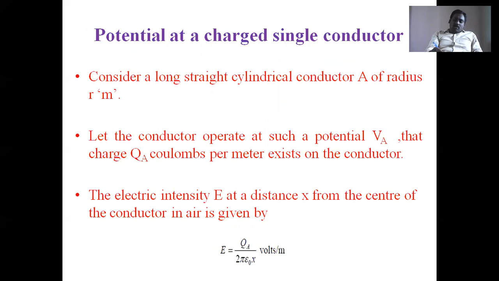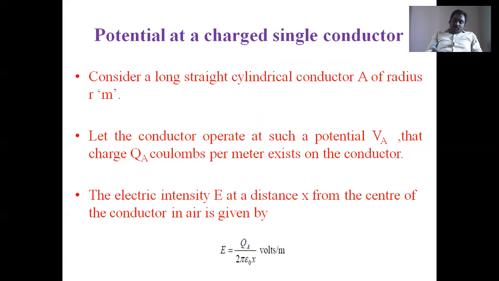Here, rho L means line charge density, which is defined as line charge per unit length. You can express it in terms of QL: QL equals rho L into L, so rho L equals QL by L. Since it is per unit length, volts per meter is the unit.